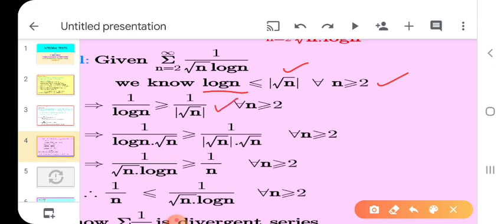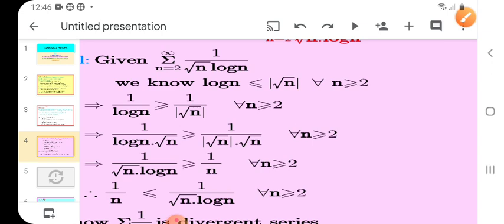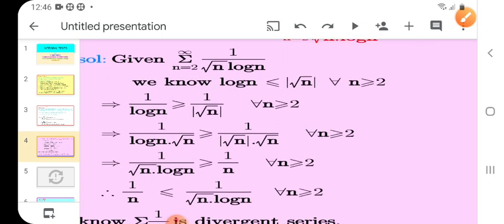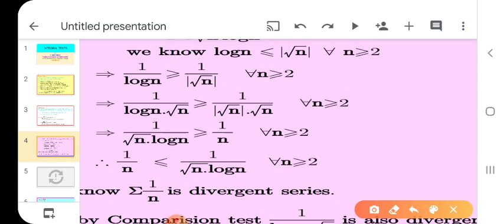Now I multiply with 1 by root n on both sides. This is 1 by root n and this is 1 by root n. What we get here? 1 by log n into root n is greater than or equal to 1 by root n. Again I multiply with 1 by root n, so 1 by root n into root n. What is the value of root n into root n? n. Therefore we get 1 by root n into log n is greater than or equal to 1 by n.